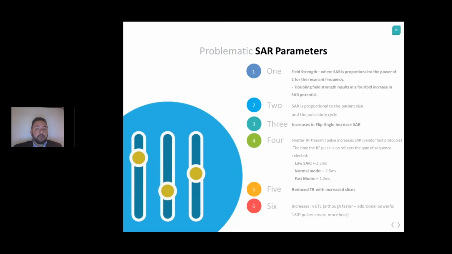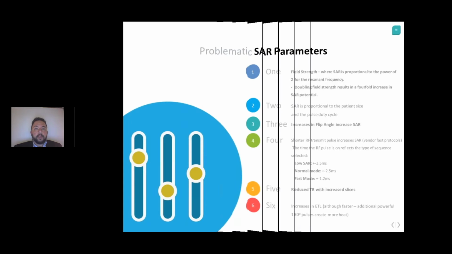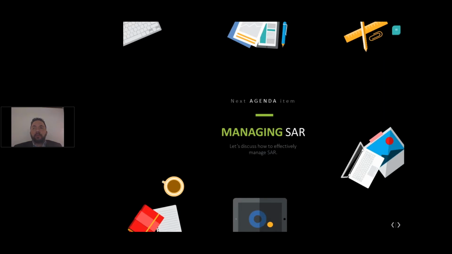Reducing TR with increased slices will also, again, increase SAR. Something to watch for. We do want to have more T1 weighting, so we may reduce TR, but watch for the impact that it has on your SAR values. Again, we want to save time, so as a mechanism, we may reach for increasing the echo train length. Although it's a faster sequence, additional powerful 180-degree pulses create more heat. So things to watch for.